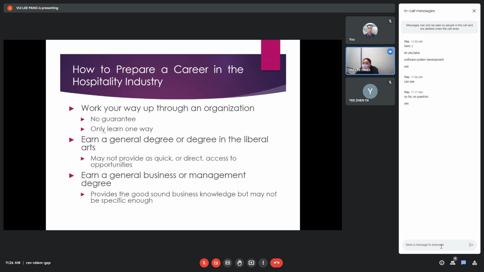Okay, so how to prepare for a career in the hospitality industry? You have to work your way up through an organization. You have to earn at least a general degree, a qualification like a diploma or degree level. It may not provide exquisite or direct access to the opportunities. So for sure, you need to start from a lower level, especially if you are a fresh graduate. And then earn a general business or management degree, so they can provide you sound business knowledge.